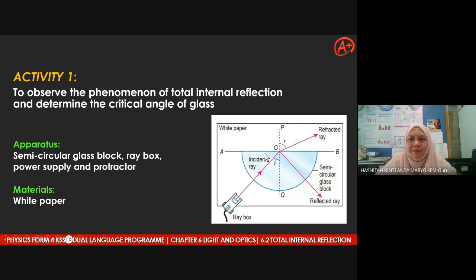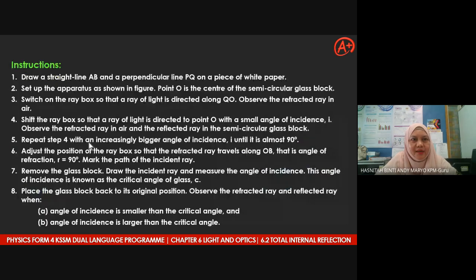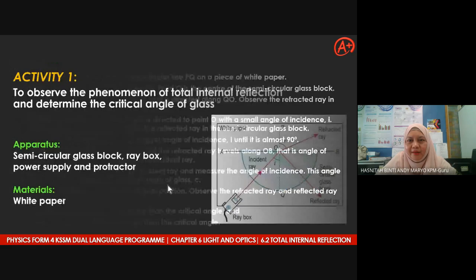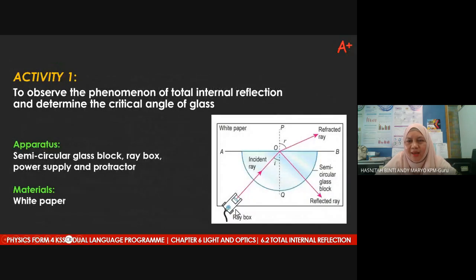So here we are using a semicircular glass block as you see in this diagram. All the apparatus and materials needed are as listed. So this is the procedure. In the arrangement of apparatus, as you can see, we direct a ray box at a certain angle to the semicircular block at the side, and you will see initially refraction will occur. Later, when we increase the angle of incidence, you will find the angle of refraction becomes greater and greater, and finally refraction stops occurring and is replaced by total internal reflection.